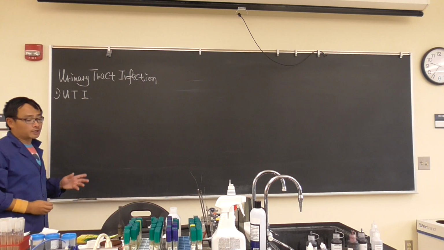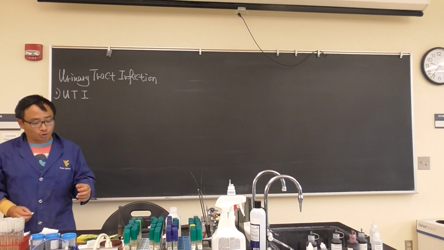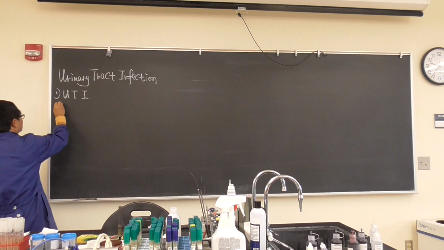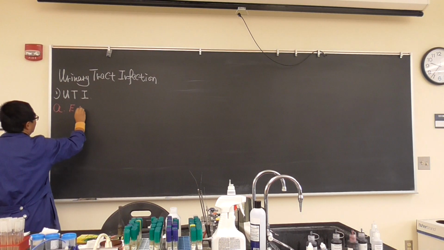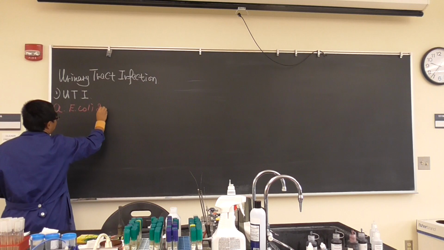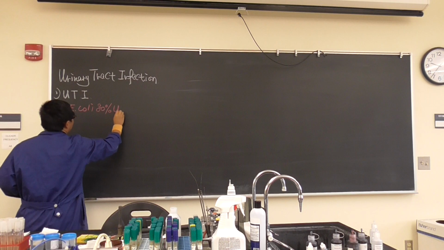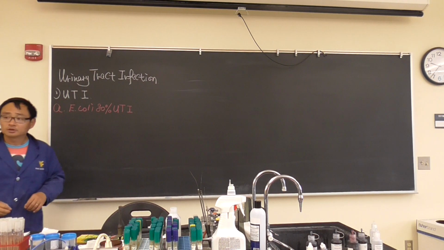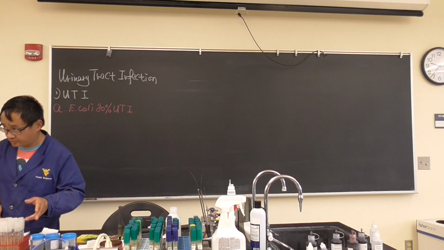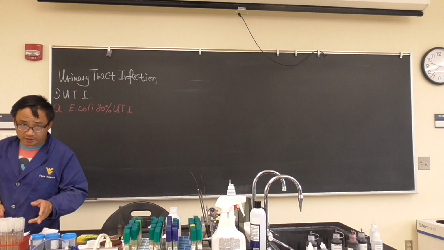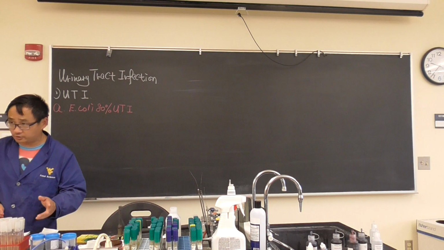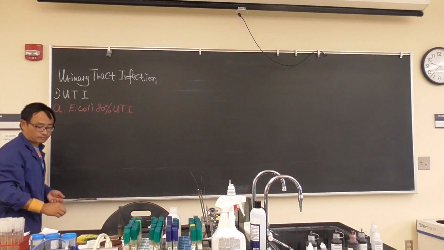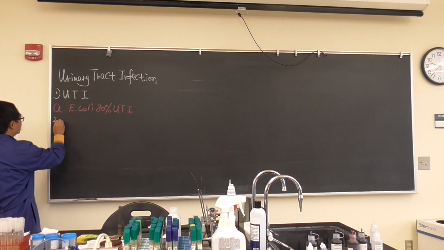Okay, so we are in a microbiology class, so we really care about what bacteria will cause UTI. It's very simple. It is E. coli. In the United States, E. coli is responsible for 80% of UTIs. How about the other 20%? Enterococcus faecalis, Klebsiella pneumoniae, or other pathogens could also cause UTI, but number 1 is E. coli.